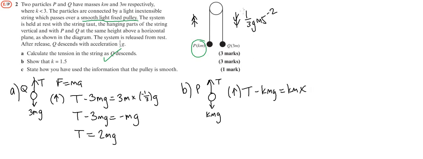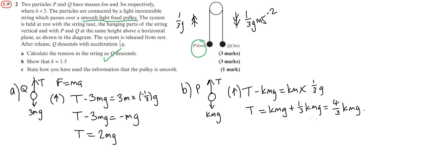Now, remember, as Q goes down, P goes up. So acceleration of that in the upward direction is going to be positive 1/3 g. Right, so again, let's simplify that. So I've got T, I'm going to add kmg to both sides, plus 1/3 kmg. So that means if I put those two together, I've got 4/3 kmg. Okay, now remember that we just worked out that tension was equal to 2mg.